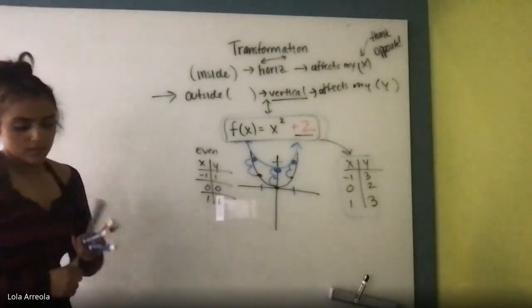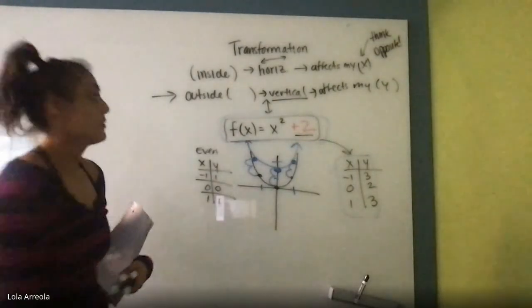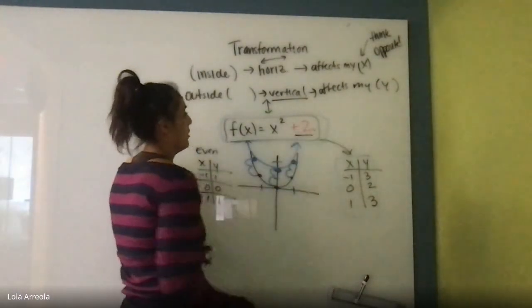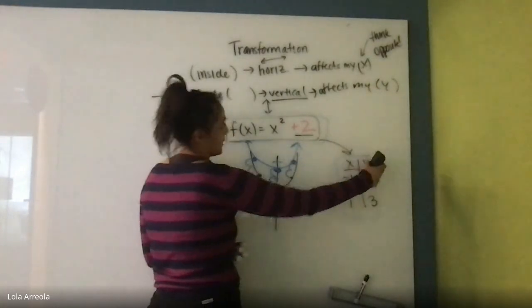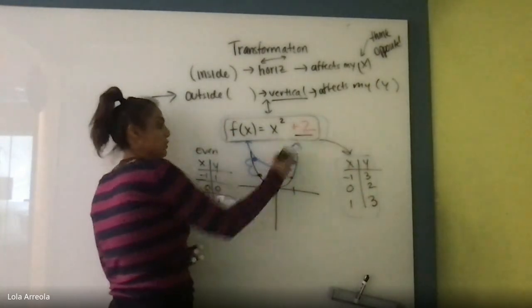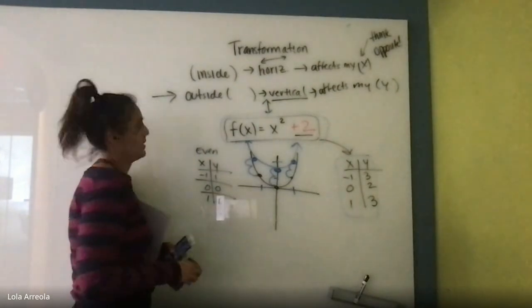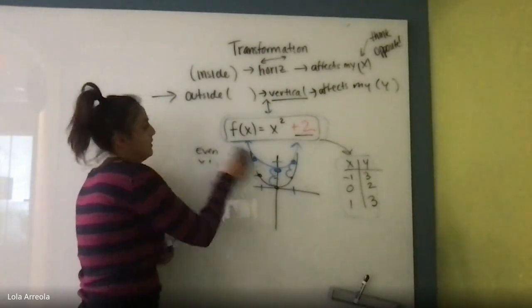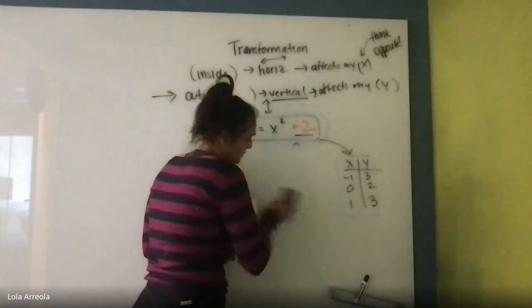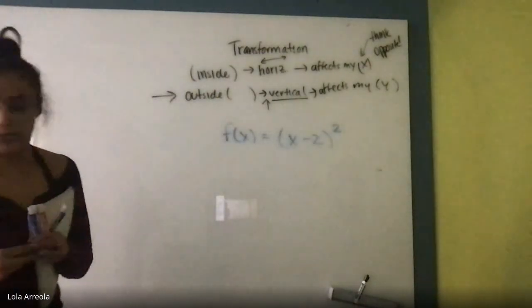Okay? If I were to put minus 2, I would take my y and subtract 2, and minus 2 would mean I move my graph 1, 2, down 2. Okay? Now, let's do a horizontal example. That's what I want to graph.